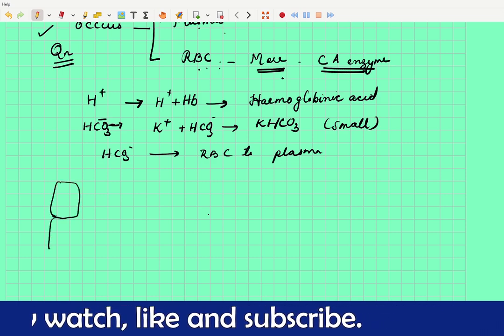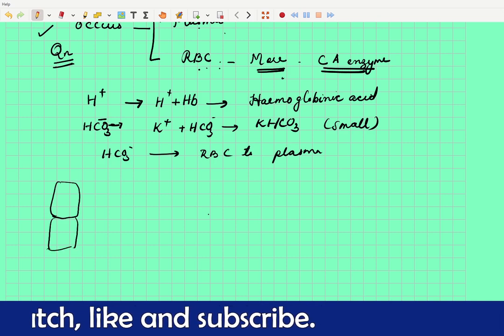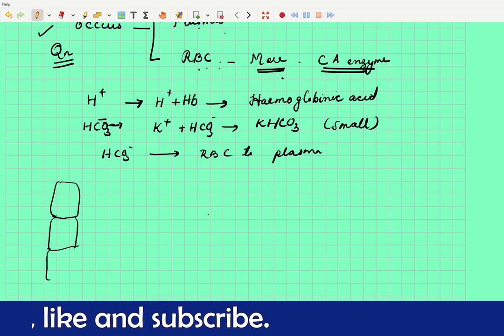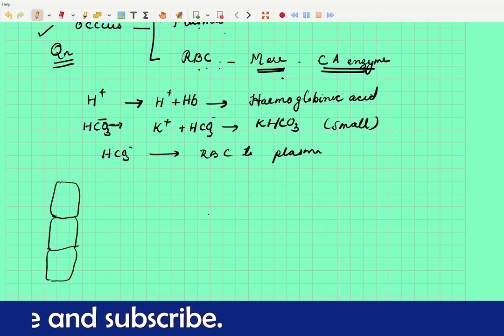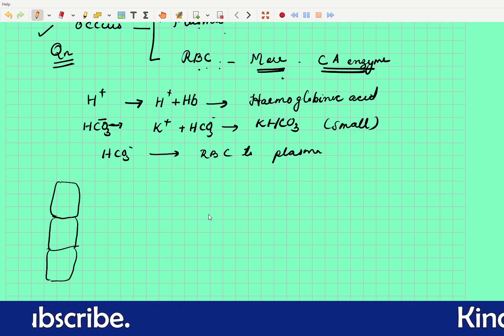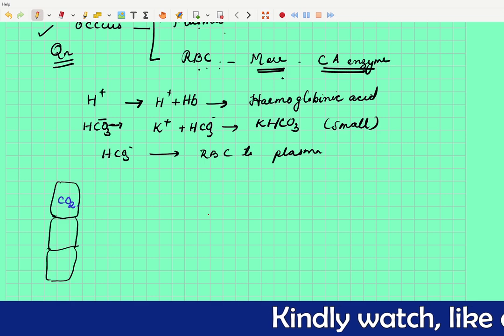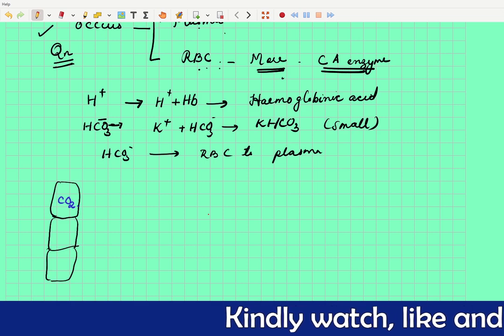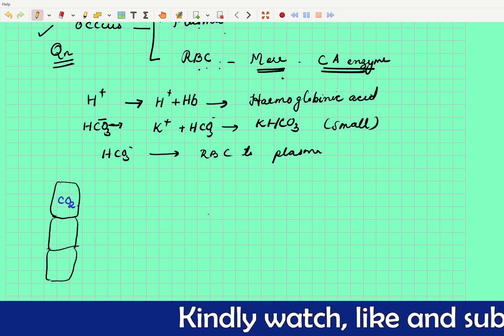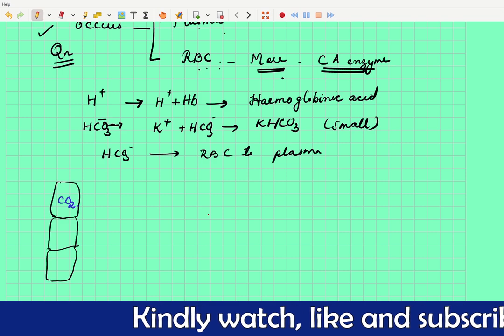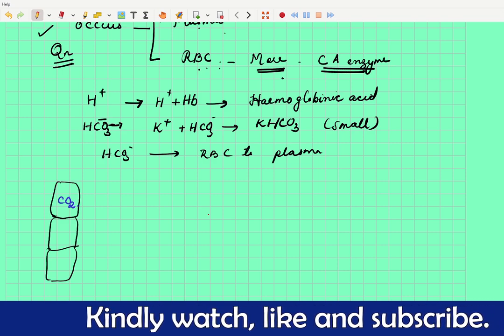Suppose this is the representation of a tissue. Inside the tissue, due to the metabolic reaction, waste is produced, and the waste is carbon dioxide. This carbon dioxide produced here should be transported to the lungs. Who will transport this carbon dioxide? Through the blood only it is transported.